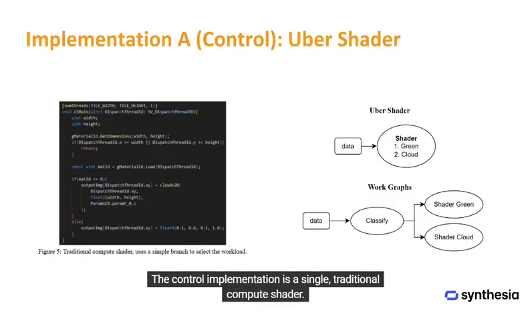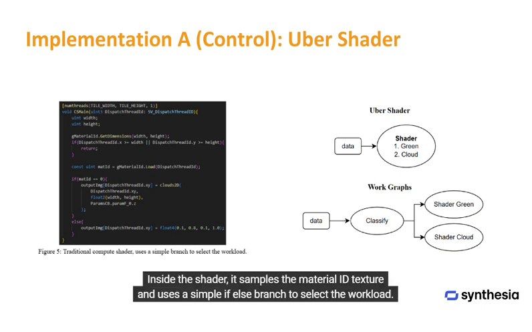The control implementation is a single traditional compute shader. It is dispatched once to cover the entire canvas. Inside the shader, it samples the material ID texture and uses a simple if-else branch to select the workload.